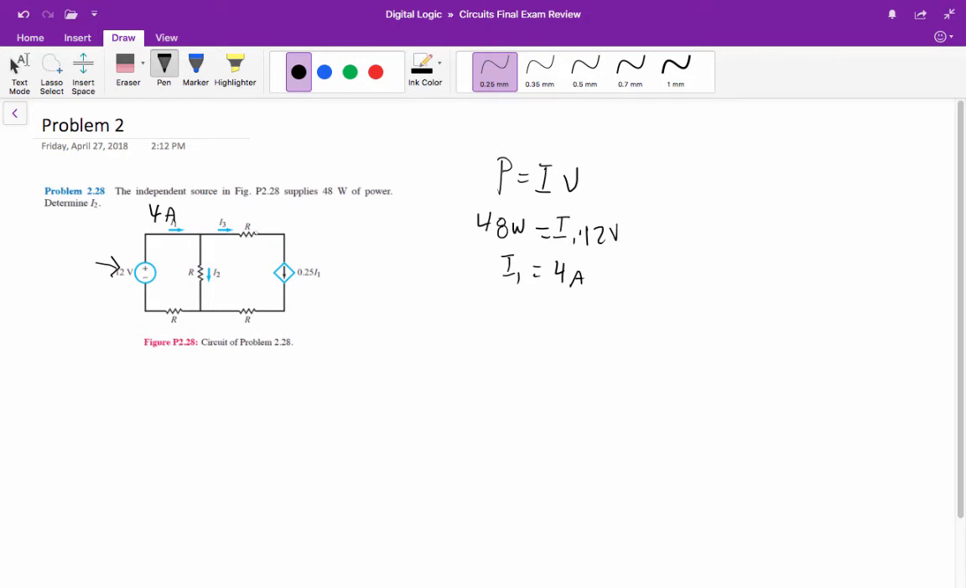So notice that I3 is in series with the dependent current source. Since they're in series, they have to have the same current. So I3 has to equal 0.25 I1. Well, we already found I1, so I3 equals 0.25 times 4 amps, or I3 equals 1 amp.